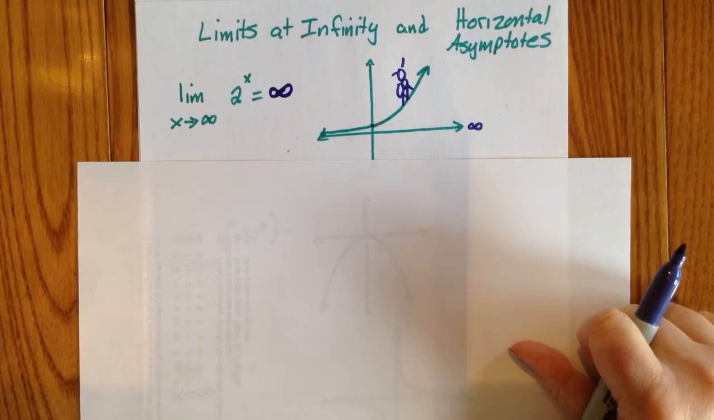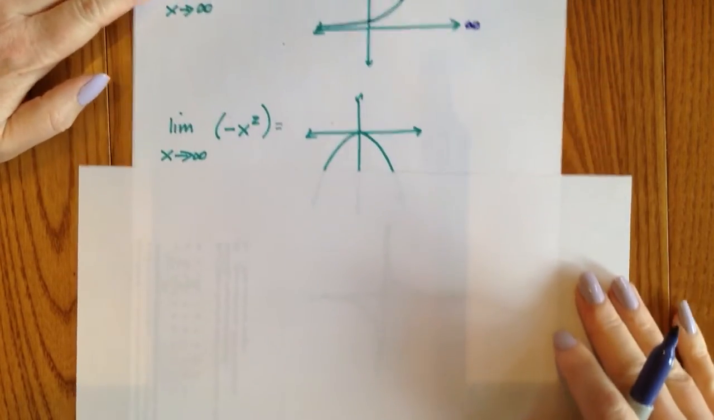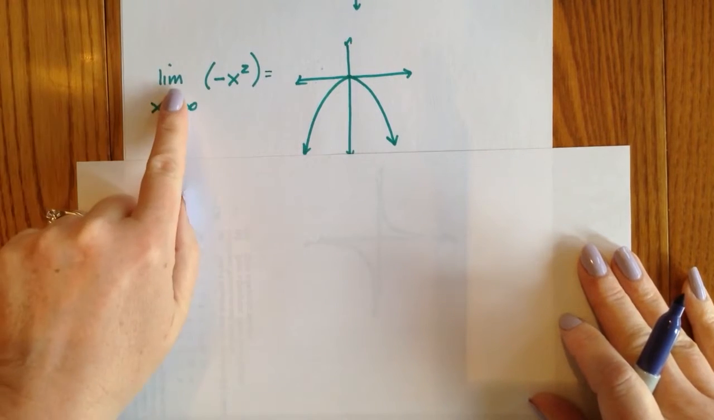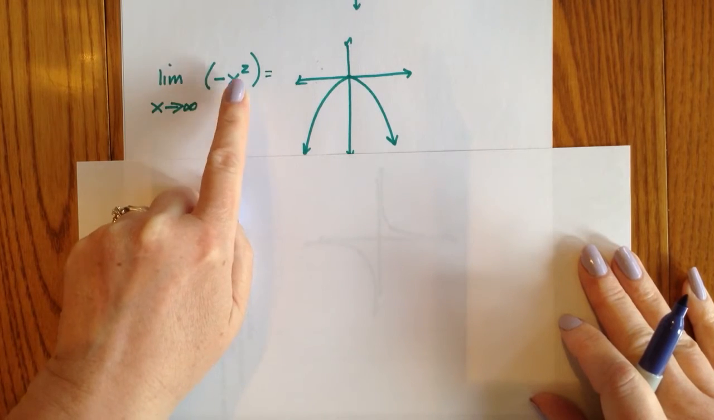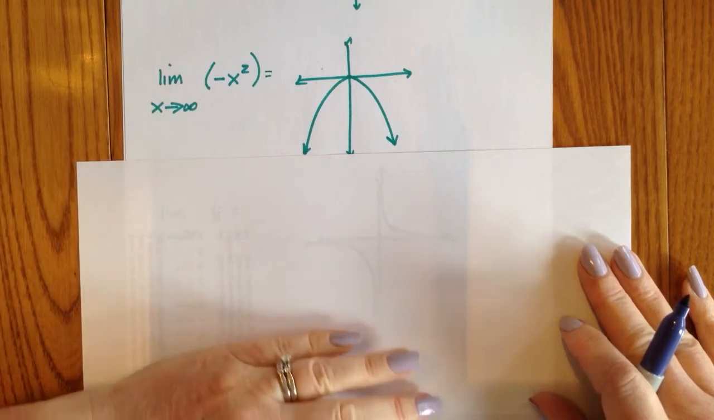Whoa there, Nelly. All right, let's look at another example. Are you thinking right, though? All right, here's our next example. Again, what is the limit as x approaches infinity? And this time our function is the mother of all parabolas flipped over. There's a negative in front of it. Yes, I've drawn it for you.